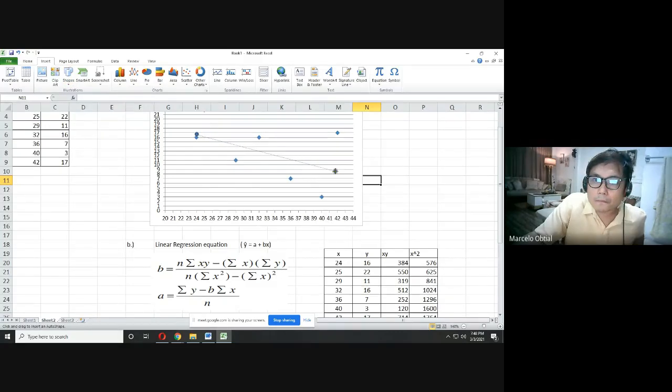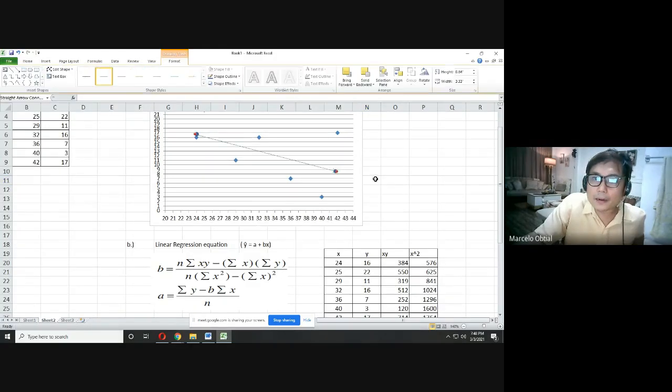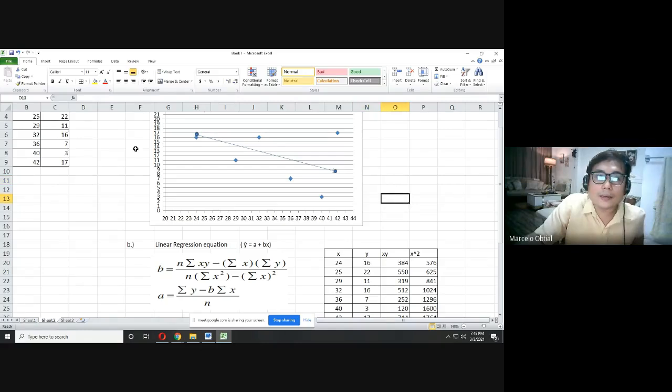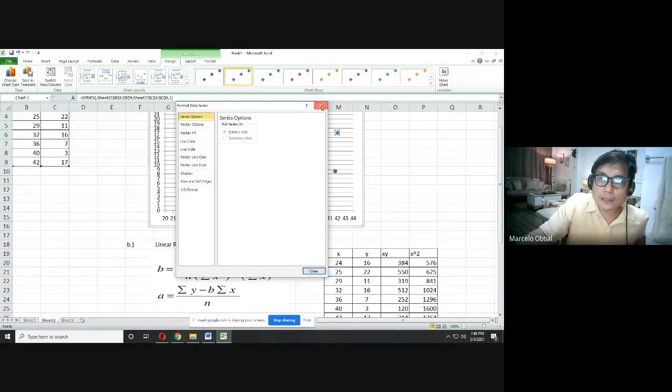Then you label it. I put an arrow. So this is our linear regression equation line. Now, since I'm using Excel, there is a way in Excel to plot the linear regression equation line directly. Just click any of the points. Let's check if what we did in the manual method is correct.